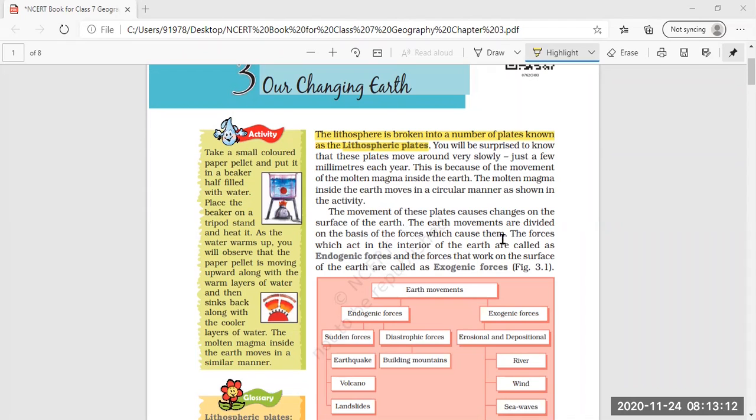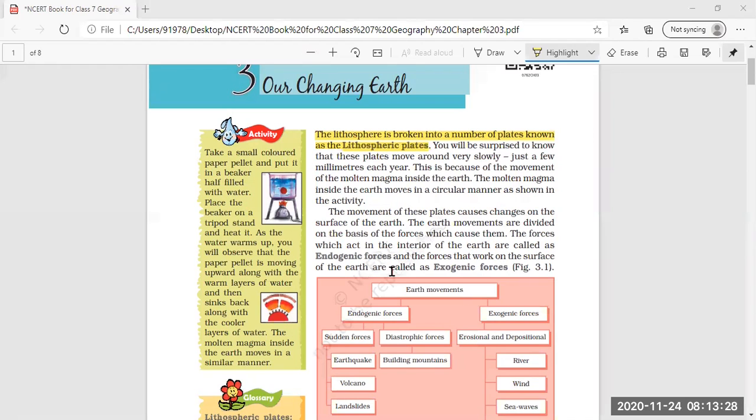Now, earth movements are divided on the basis of the forces which cause them. The movements which are there deep inside the earth in the plates are given certain names.